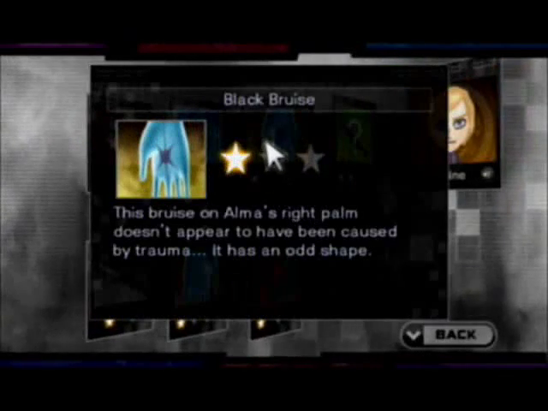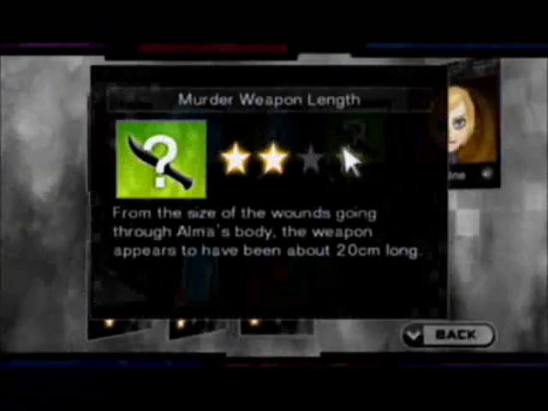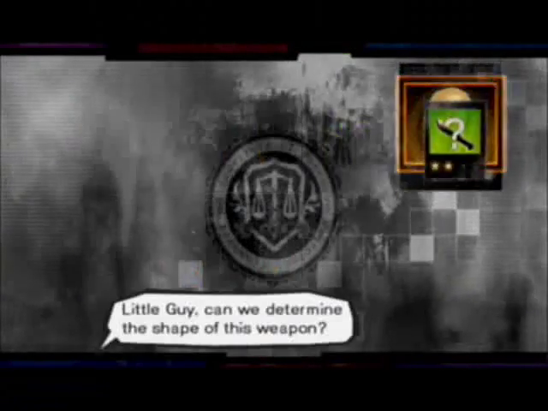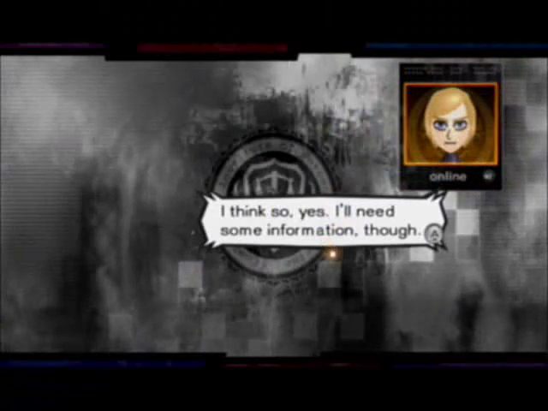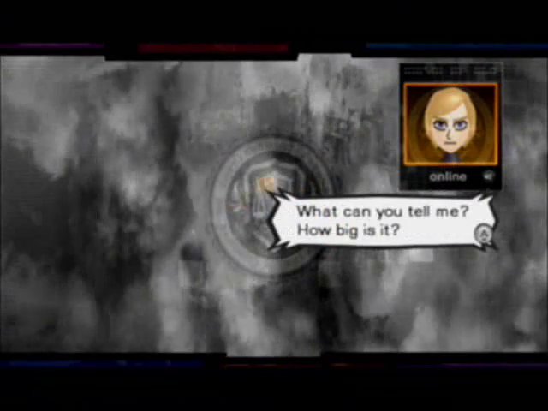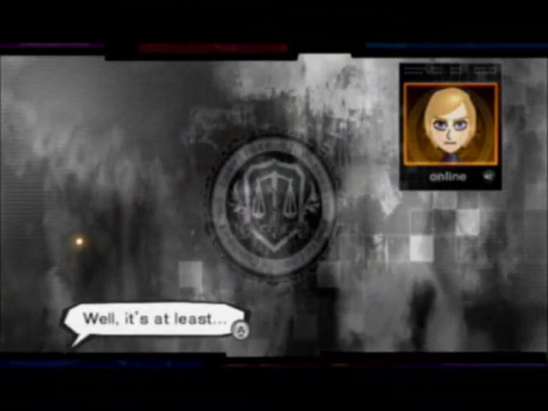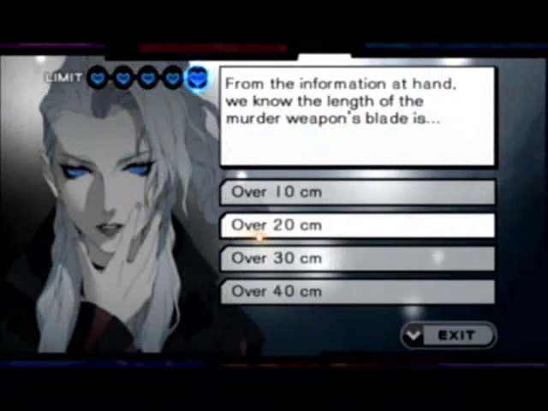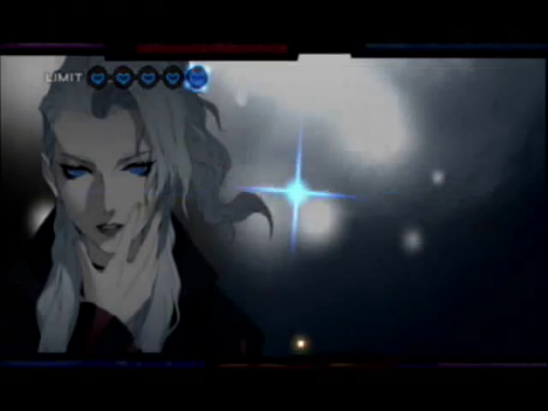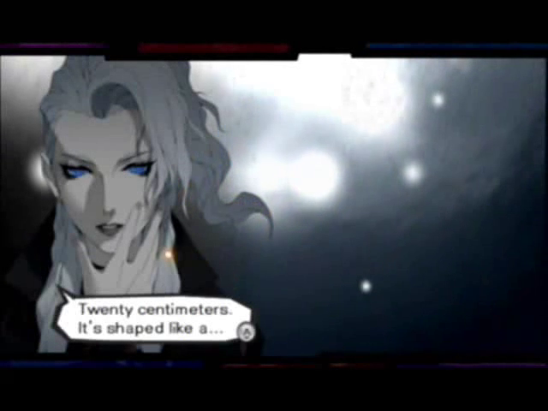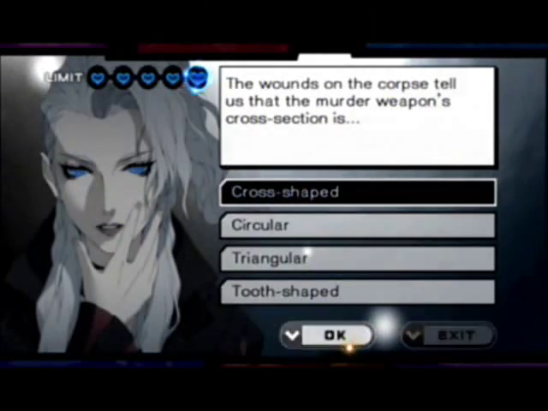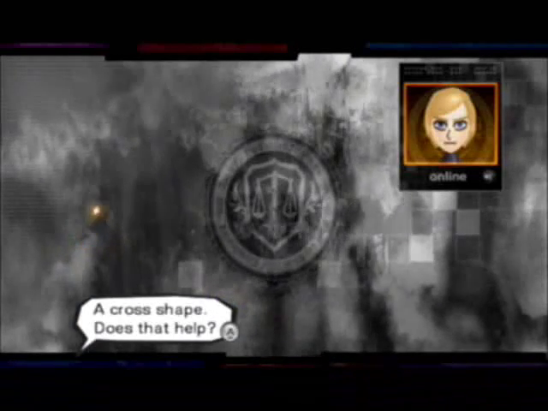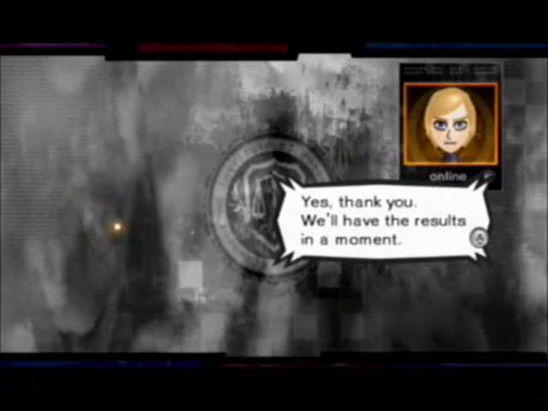Great, I'm lost already. Little guy, can we determine the shape of this weapon? I think so, yes. I'll need some information, though. What can you tell me? How big is it? Well, it's at least 20 centimeters, she just said that. 20 centimeters. It's shaped like a cross. Does that help? Yes, thank you. We'll have the results in a moment.